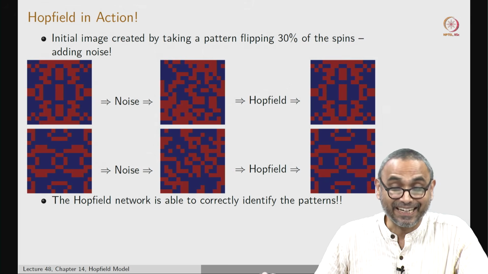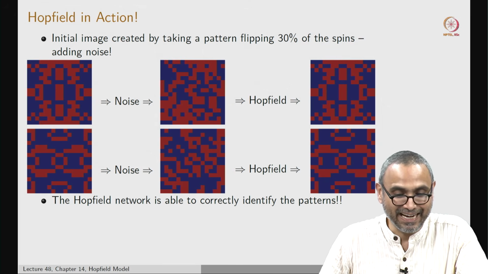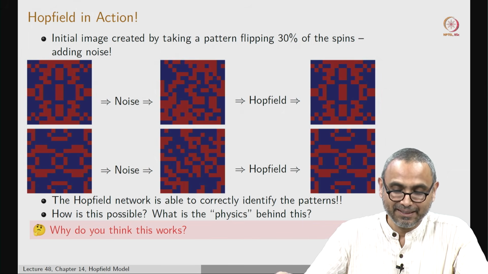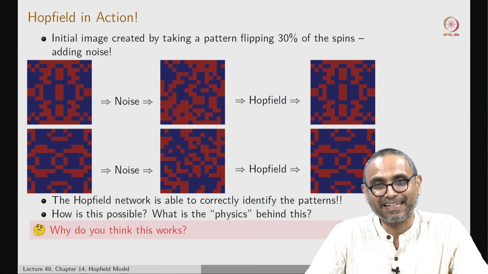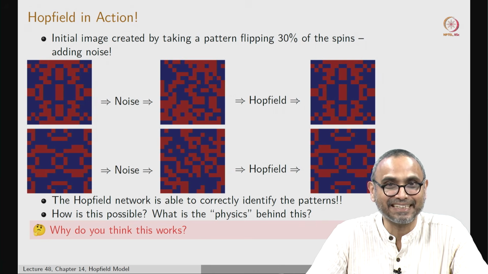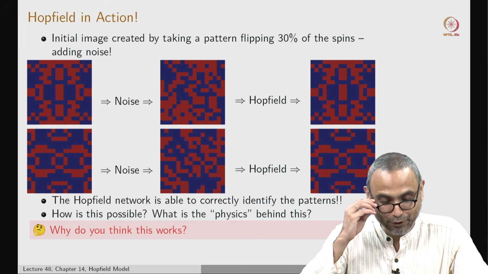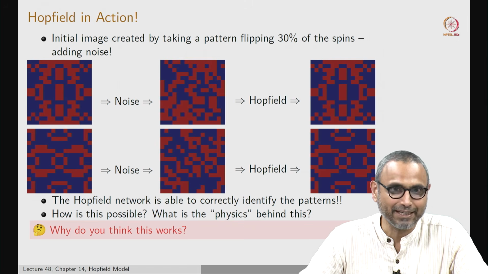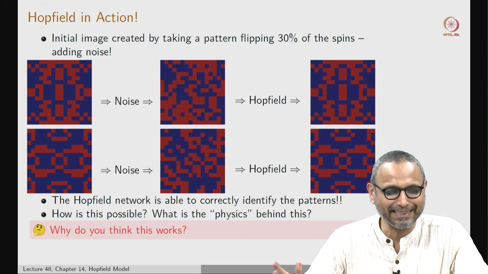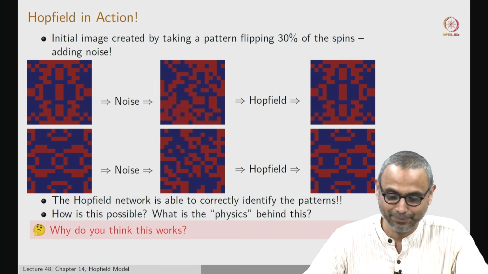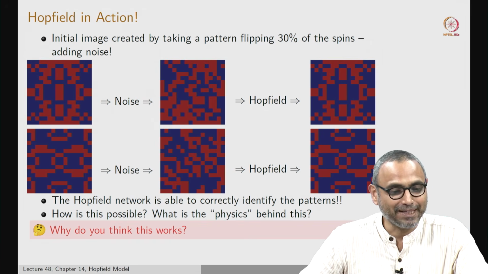So it is able to correctly identify the pattern, and how does this happen? What is the physics behind this, and how does the set of Ising interactions help it to identify these images? If you have not seen this before, I think it may be a good idea for you to pause the video and just think about how this could actually possibly work. It is an interesting exercise, and if you find something, it will also be quite exciting for you. Okay, let me proceed.